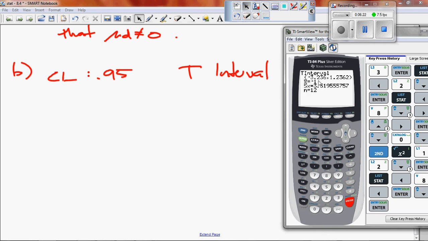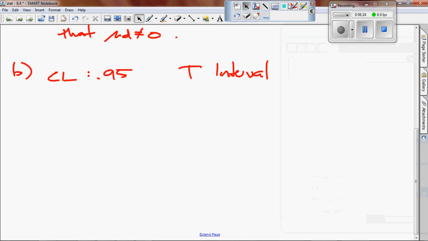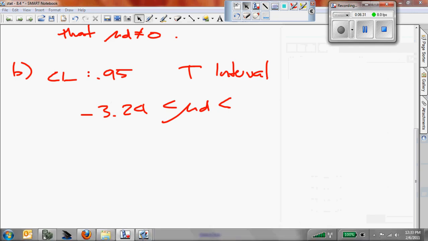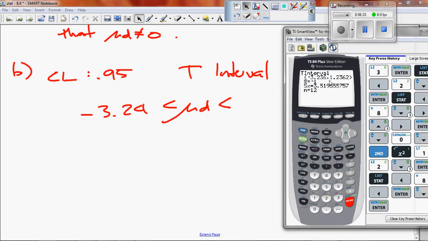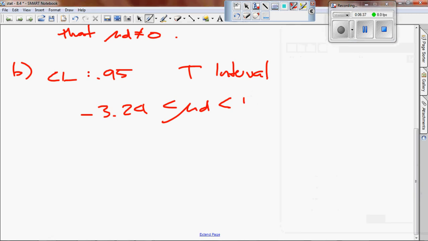Negative 3.24 to 1.24. We're 95% confident that the interval from negative 3.24 to 1.24 contains the true difference between the two population means. Alright, all done.